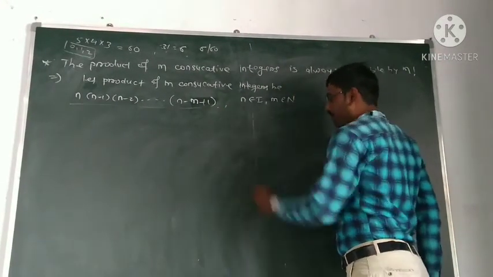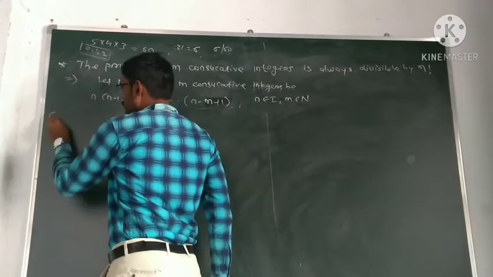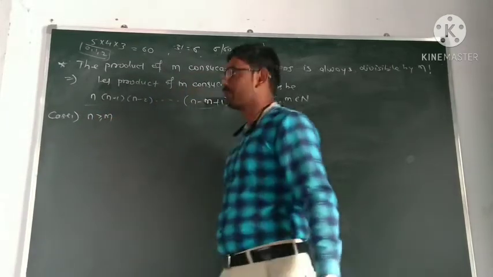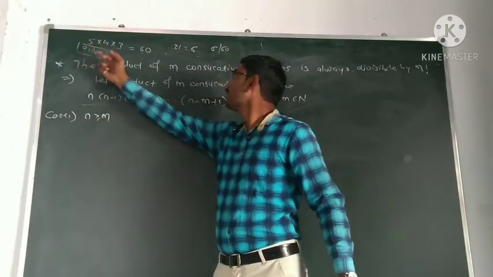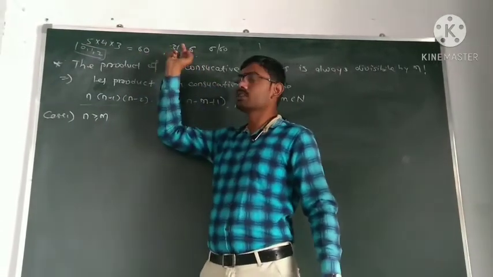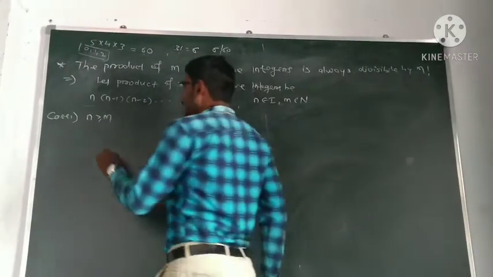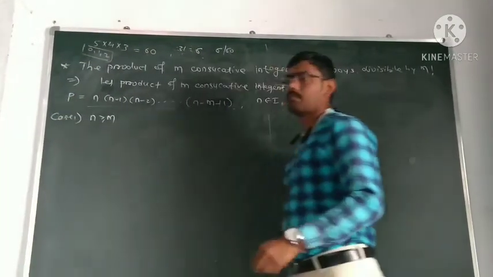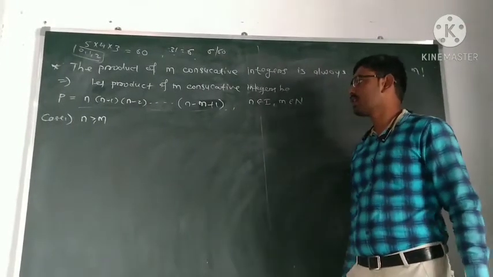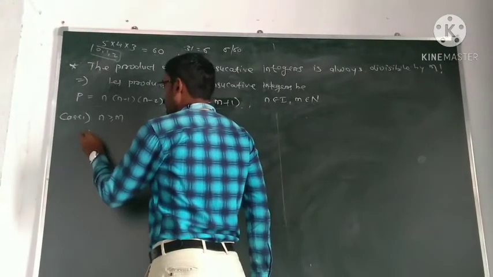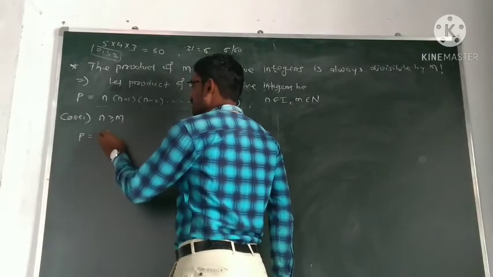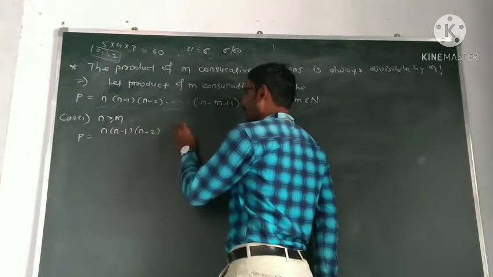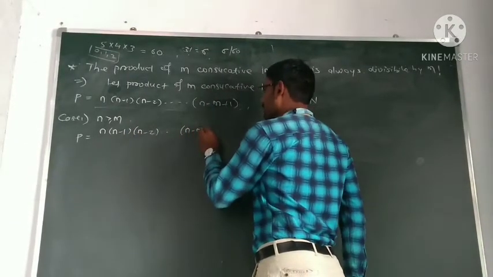Case 1: suppose n is greater than or equal to m. Here n is 5 and m was 3, so n was greater than or equal to m. We will write this product as P. So n is greater than or equal to m. Now P is equal to the product of m consecutive integers, n into n minus 1 into n minus 2, up to n minus m plus 1.